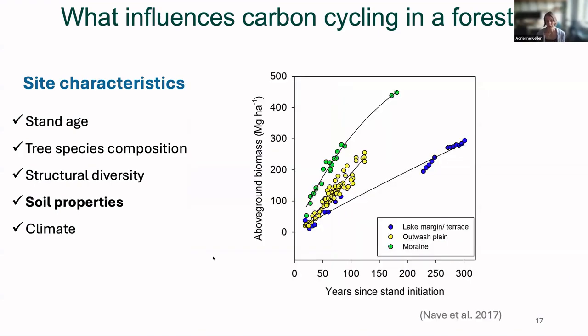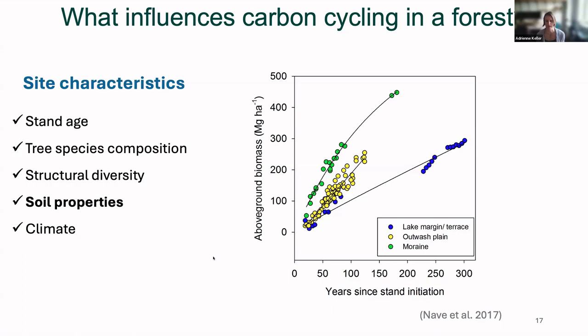And soil properties are also really important in dictating the productivity and the carbon uptake and storage in a system. And so here we have a study from Luke Nave and others in 2017 in the upper Midwest that shows how aboveground biomass, which is a proxy for how much carbon is stored aboveground. So biomass is about 50% carbon. So anytime you're thinking about biomass, cut it in half and you're talking about carbon. And so here we see, in these green points, these moraine sites, these really sandy loam soils that have good soil organic matter.